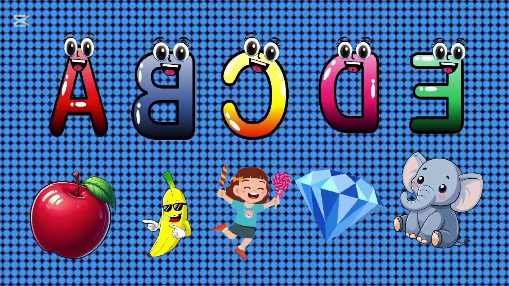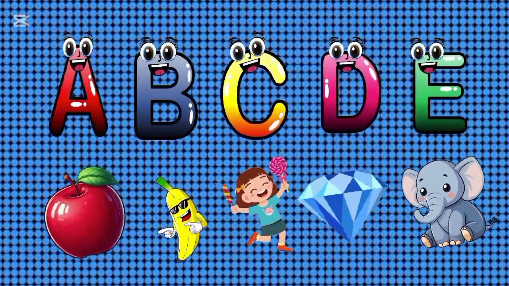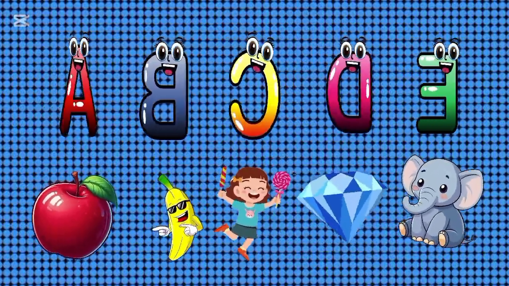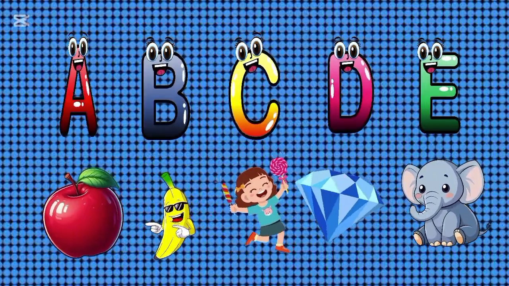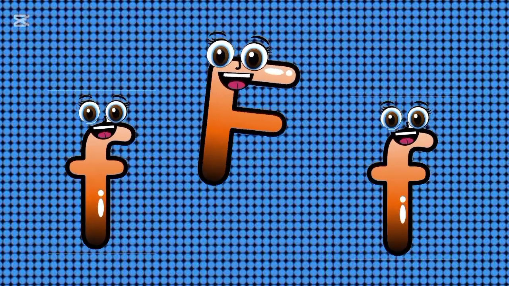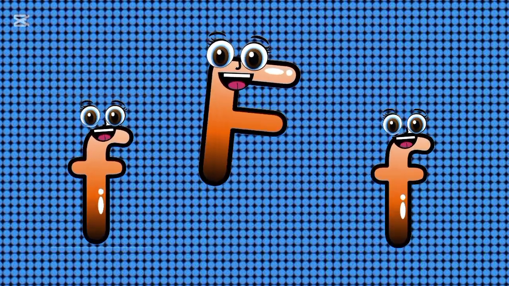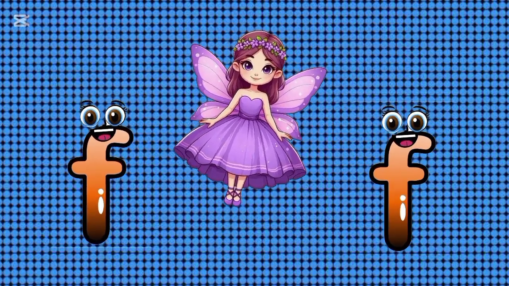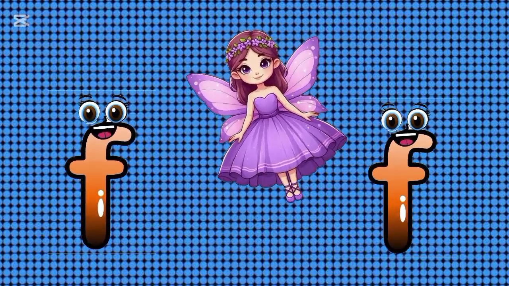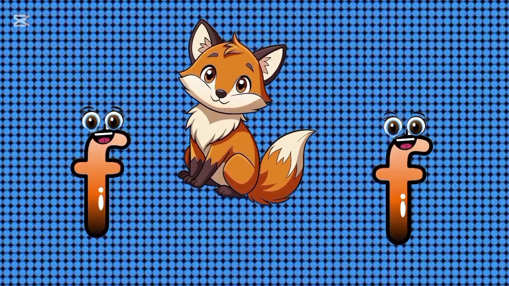See it, say it, sing it, the letters of the alphabet. F. This is the letter F. F is for fairy. F is for fox.